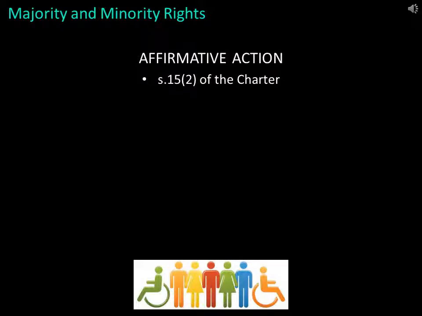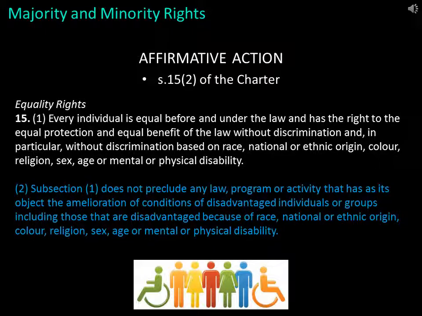Section 15 reads as follows. Equality rights. Section 15, subsection 1. Every individual is equal before and under the law, and has the right to the equal protection and equal benefit of the law, without discrimination, and in particular, without discrimination based on race, national or ethnic origin, color, religion, sex, age, or mental or physical disability. Subsection 2. Subsection 1 does not preclude any law, program, or activity that has as its object the amelioration of conditions of disadvantaged individuals or groups, including those that are disadvantaged because of race, national or ethnic origin, color, religion, sex, age, or mental or physical disability.